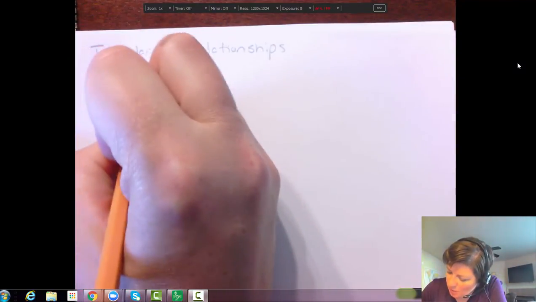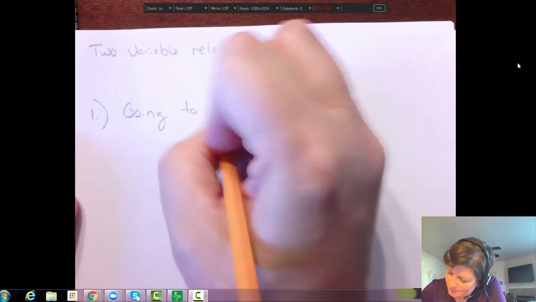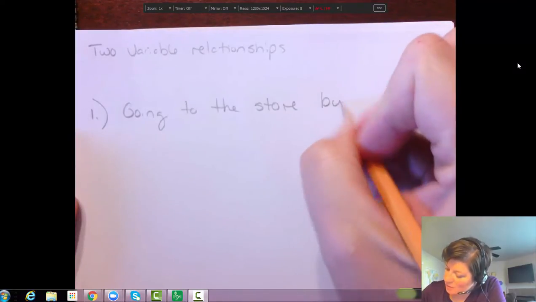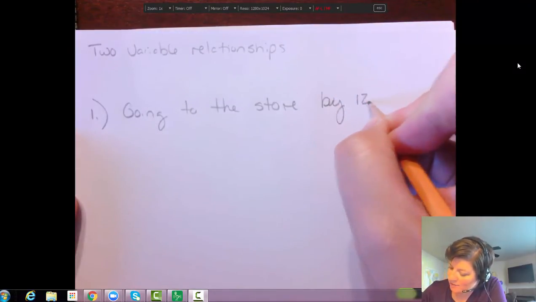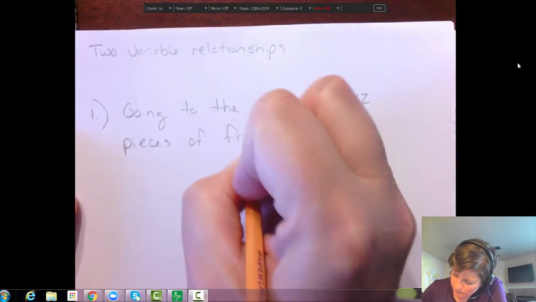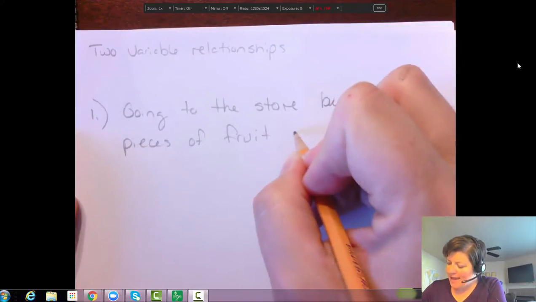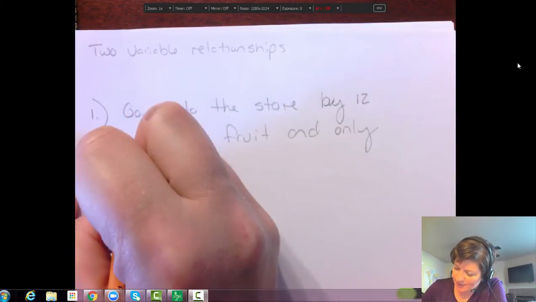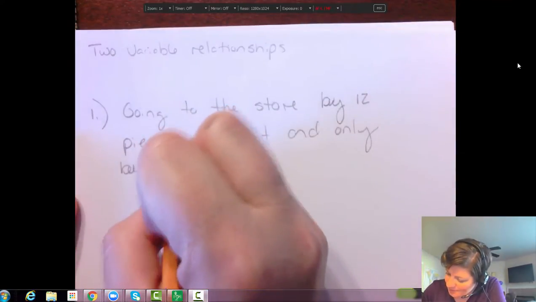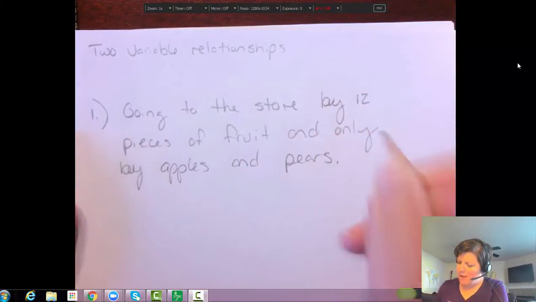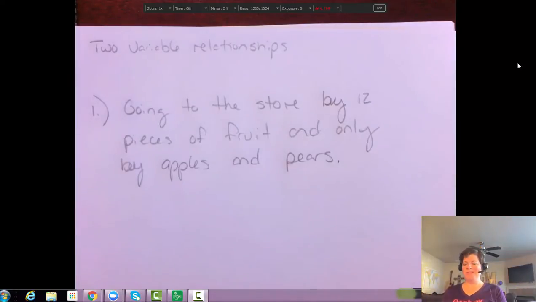So let's say we're going to the store, and at the store we are going to buy 12 pieces of fruit, and only buy apples and pears. So I'm going to the store and I'm going to buy 12 pieces of fruit, and I only want to buy apples and pears.